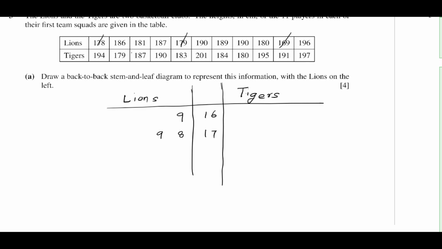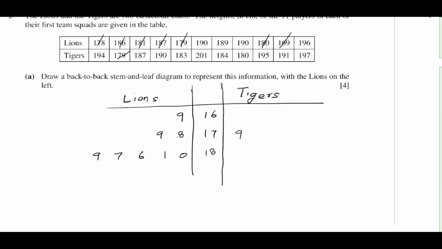Here it is, 179. Then with 18, we have 181. 180 is also there: 180, 181, 186. Then 187 is also there, and 189. So 187 and 189. Okay.